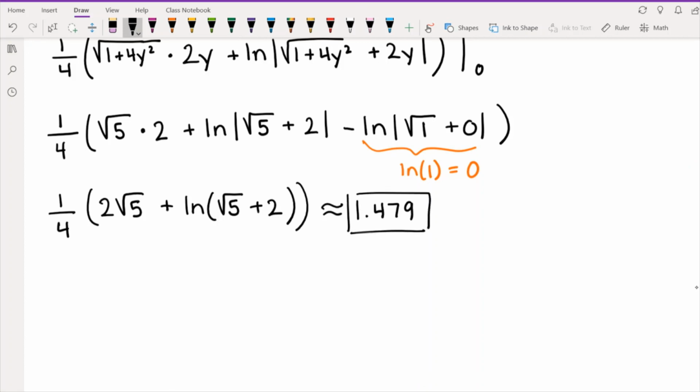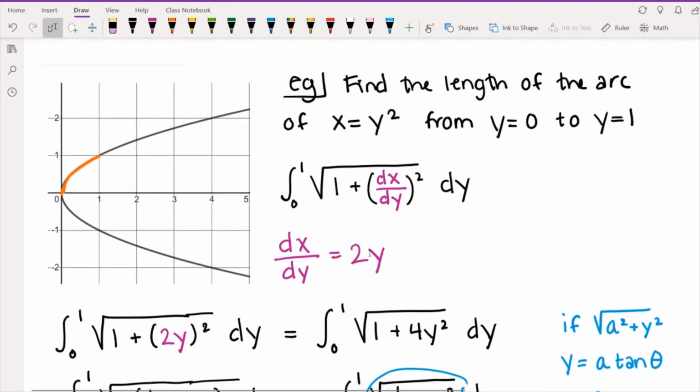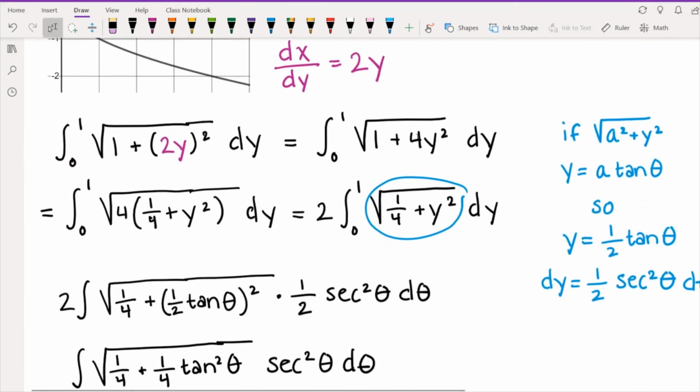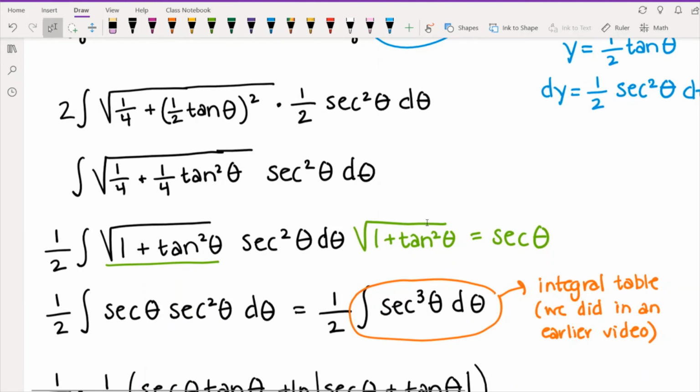So this one was definitely a lot of work, but I think it's a good refresher on trig substitution, with the one extra detail that we have seen a little bit of, where you have to factor something out in order to get the variable to be y squared, and then you can do your trig substitution from there.